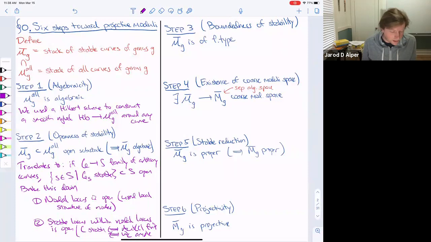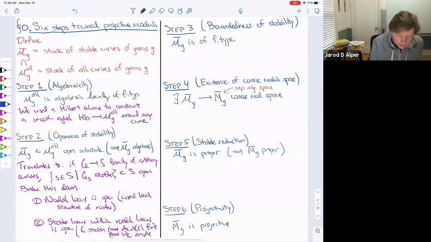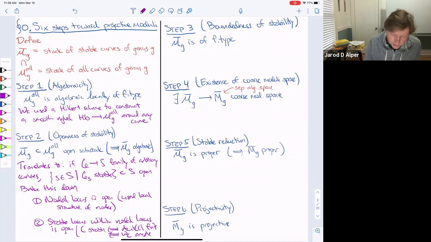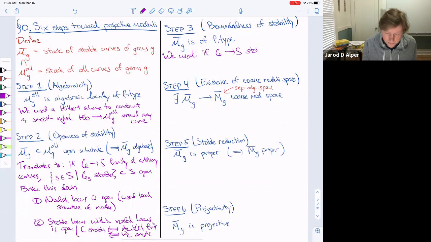That was step two. And if we go back to the first step, we showed not only that the stack is algebraic, but that it's locally of finite type. But it's definitely not of finite type; it's not quasi-compact. The boundedness statement is then that the substack of stable curves is of finite type. It is quasi-compact. To show this, we used that if you have a stable family of curves, then the third tensor power of the dualizing sheaf is always very ample.